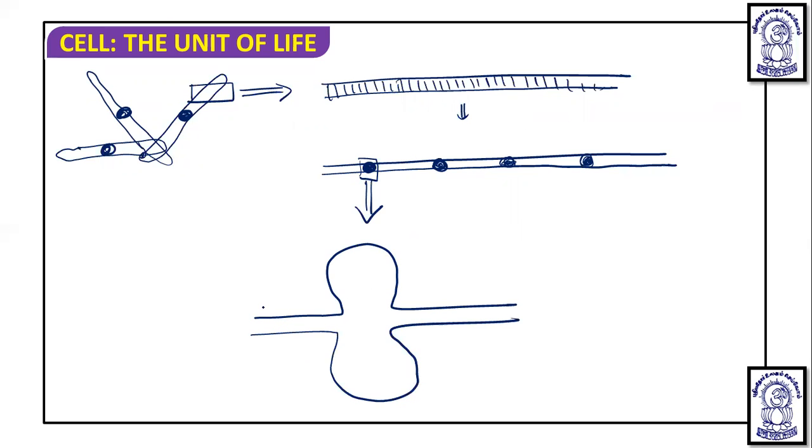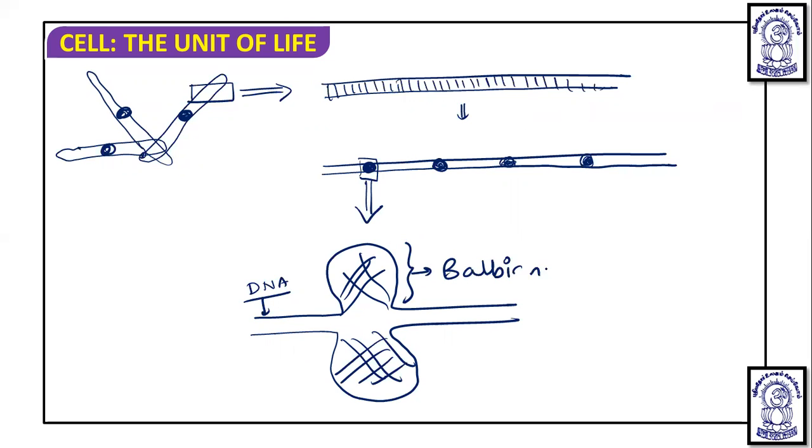And this is the DNA. And this DNA will form some RNA and proteins. There so many DNA copies are found, and these DNA copies remain within this structure. And this structure is known as Balbiani puff. Okay, so such Balbiani puffs are formed. Because of this, we call it a Balbiani puff.